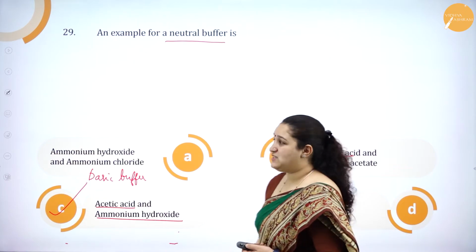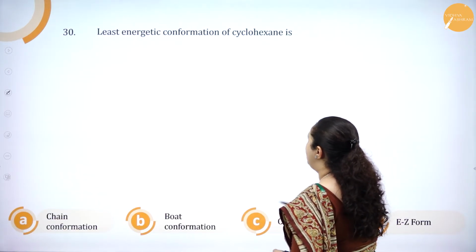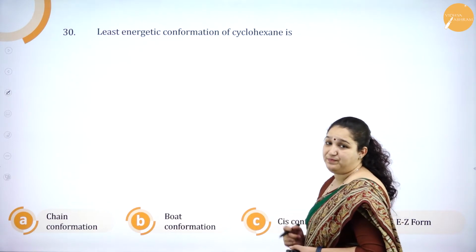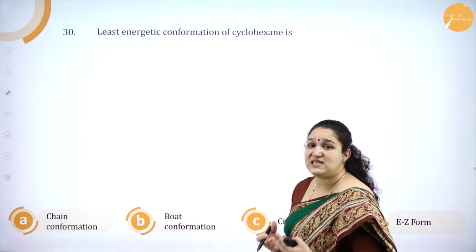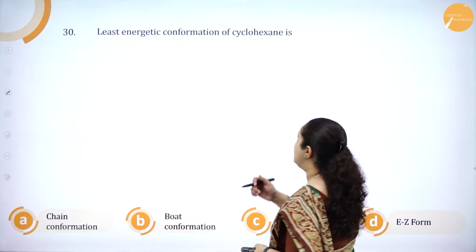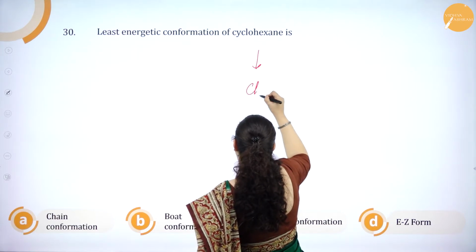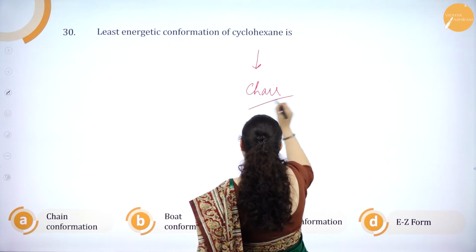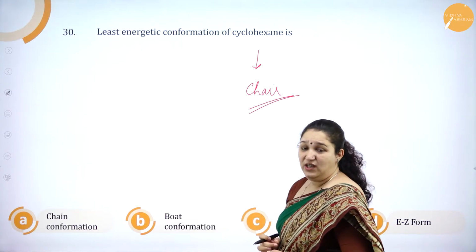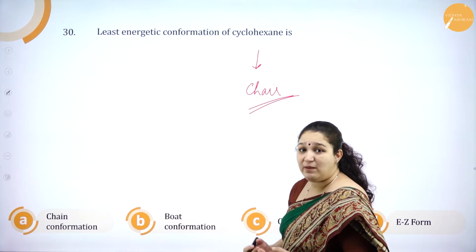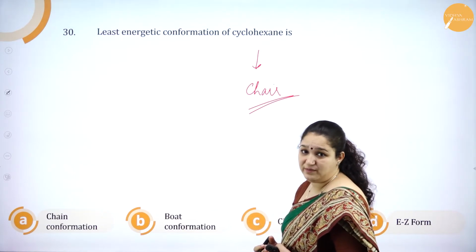Okay. Next question. Least energetic conformation of cyclohexane is, that is chair conformation, because there is less angle strain, isn't it? In cyclohexane we have chair and boat conformations, correct? Chair conformation is having least energy because that's the most stable, as it has got less angle strain. Okay.